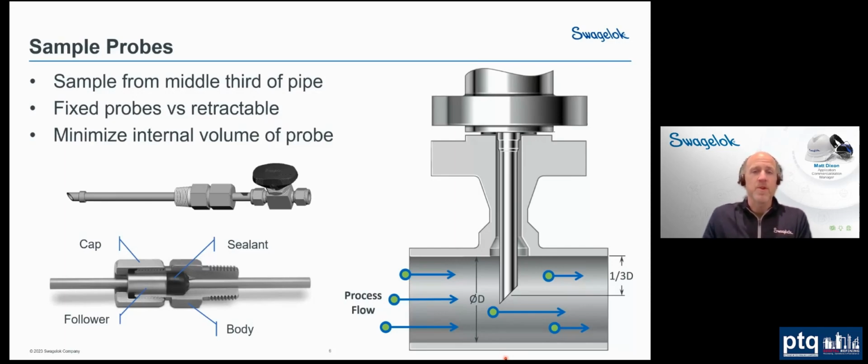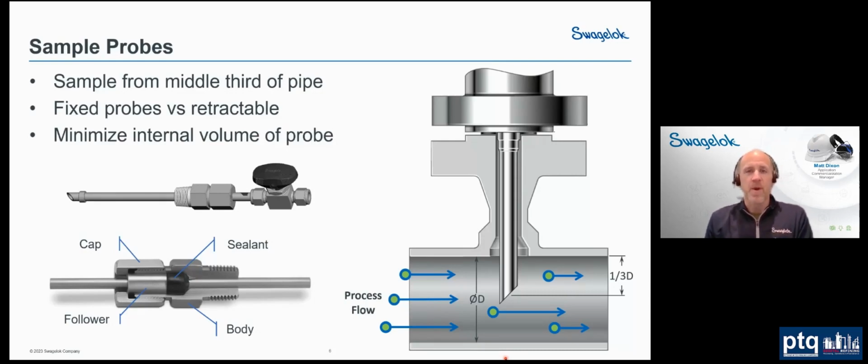Now, with probes, there are two basic types. We've got a fixed probe, which would be a welded style probe, which you see there on the right. And with that, you basically have a flange type connection with a piece of pipe or a tube that's welded to it. On the left, you actually see the other kind, which is a retractable probe.